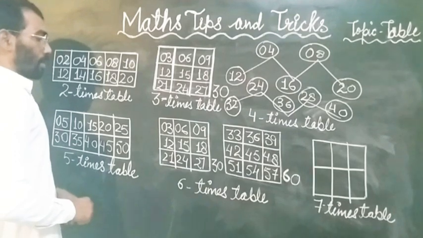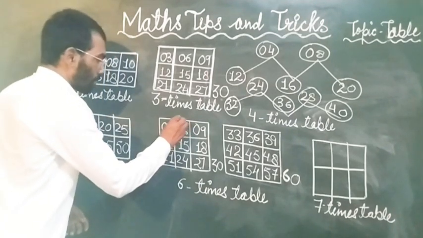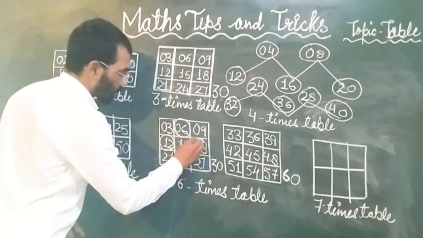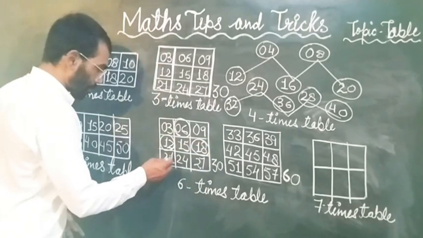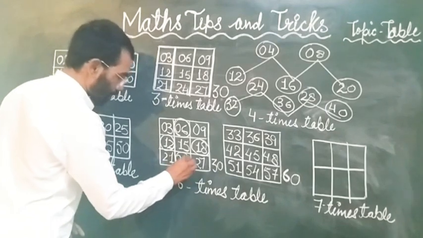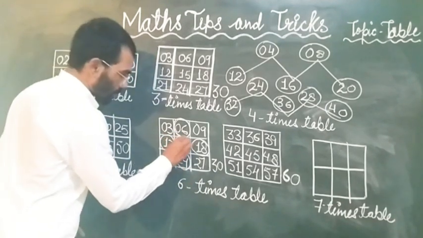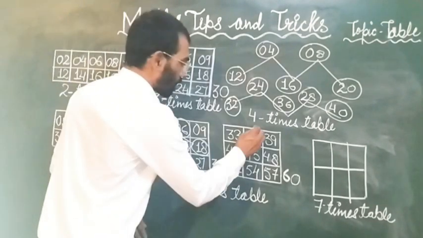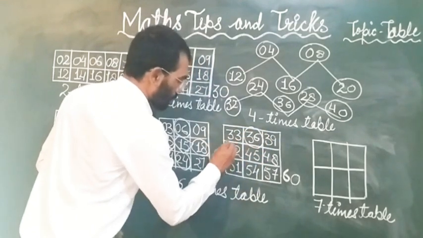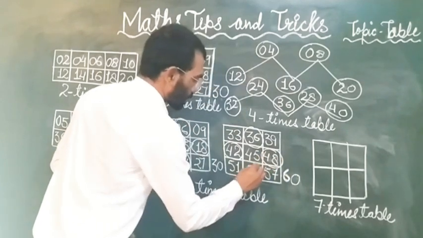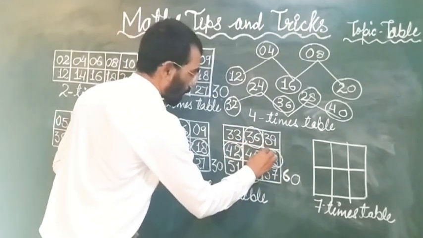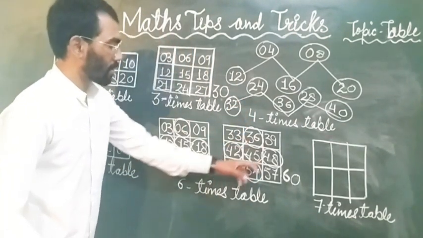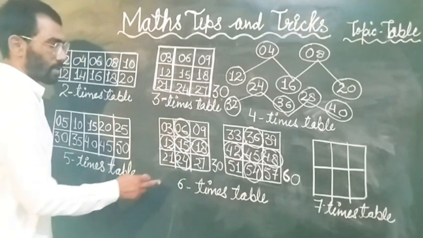Let's see, students, circle this square box, the middle box, circle this square box, and join there. This is the diamond shape picture. Same way, circle this middle box and join this, and join this. You can see this is the diamond shape picture. This is the table of 6.